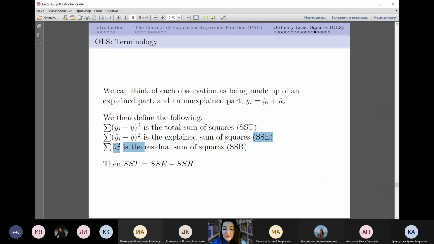Let's say that during our course and in Stock and Watson, we will prefer to use these abbreviations. So we will prefer to use total sum of squares, explained sum of squares, and residual sum of squares. Even if you can find some other definitions, we will prefer this one.